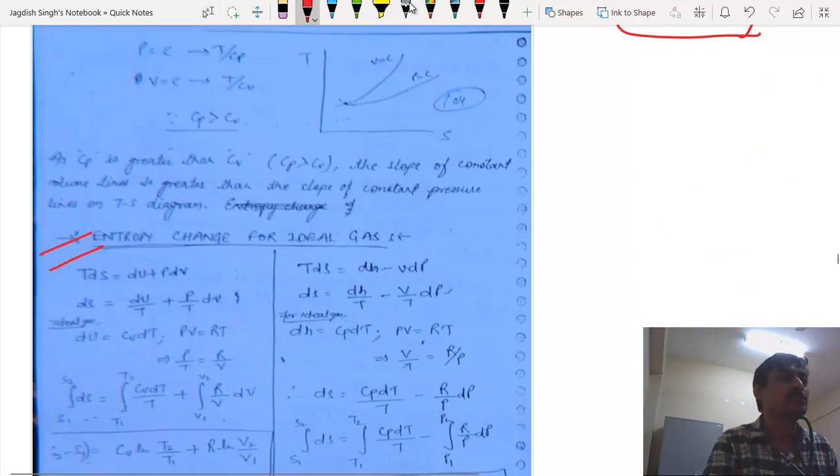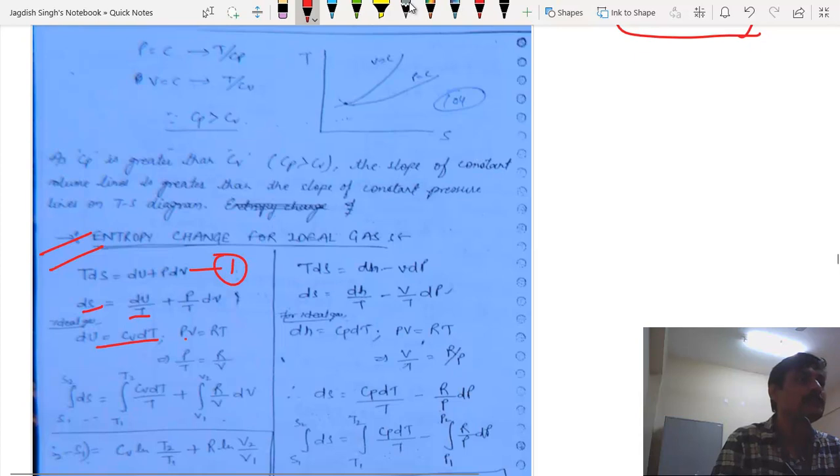Now, entropy change for an ideal gas. We know that TdS is equal to du plus Pdv, and therefore dS is equal to du by T plus P by T dv. We know that du is equal to Cv dT and Pv is equal to RT. Therefore P by T is equal to R by v. Simply we have to put this in the equation. Therefore dS is equal to Cv dT by T plus R by v dv.